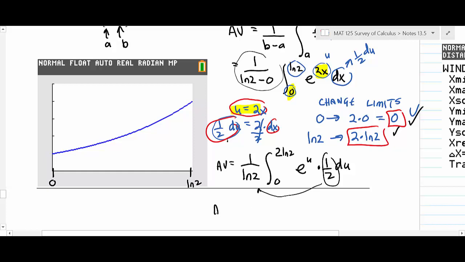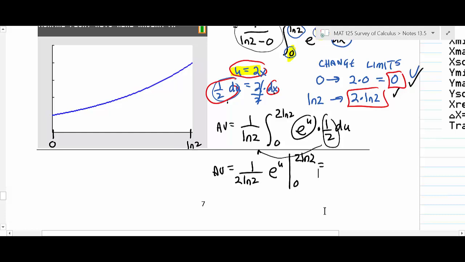Okay, so we're going to have average value is 1 over, and then when I bring that out, that's just going to be 2 ln2. You're just taking 1/2 times 1 over ln2, you're multiplying straight across. Okay, what's the antiderivative of e to the u? E to the u, okay, so I like that. And then we're going to evaluate that from 0 to 2 ln2. So once we get done with the evaluation, we'll have the exact average value, then we'll just get a decimal to approximate.